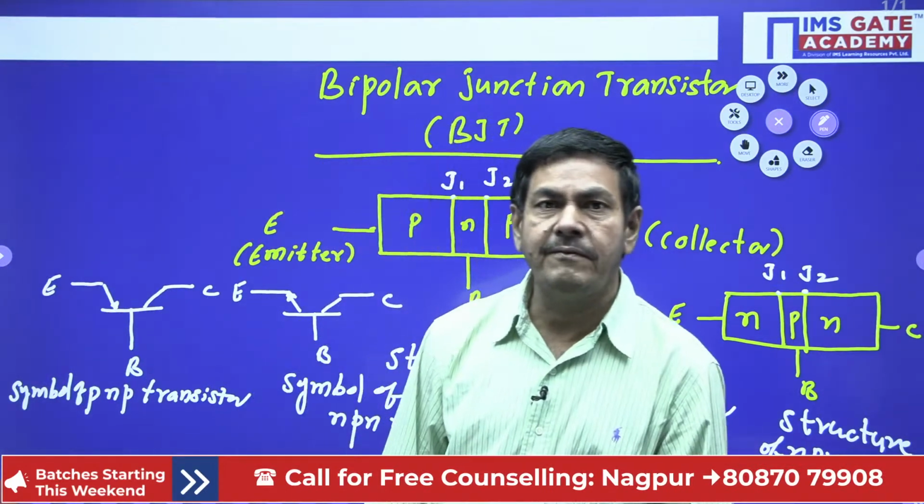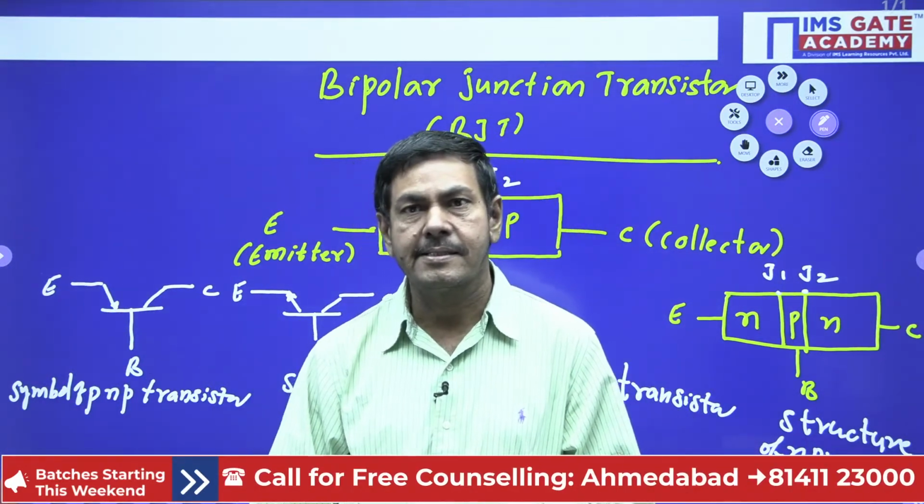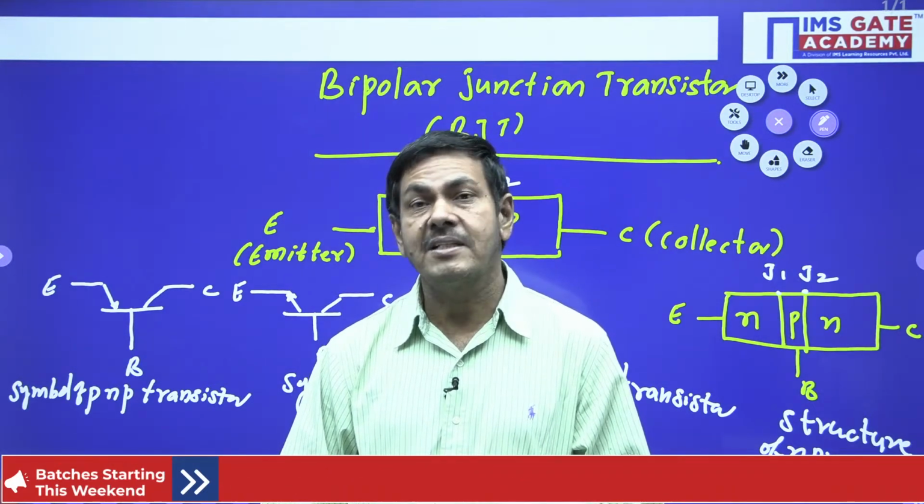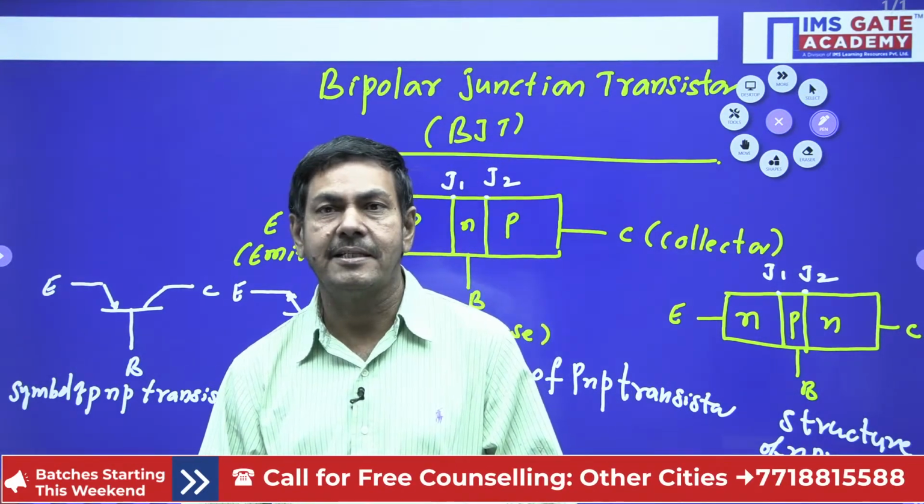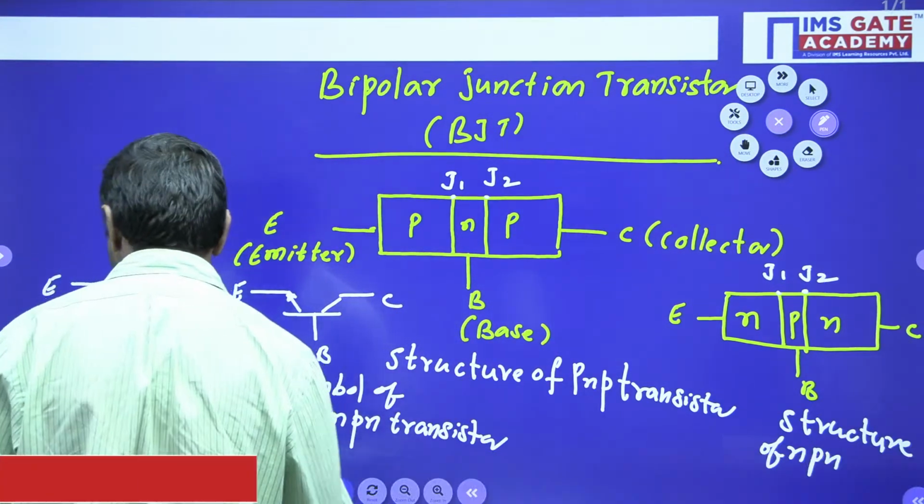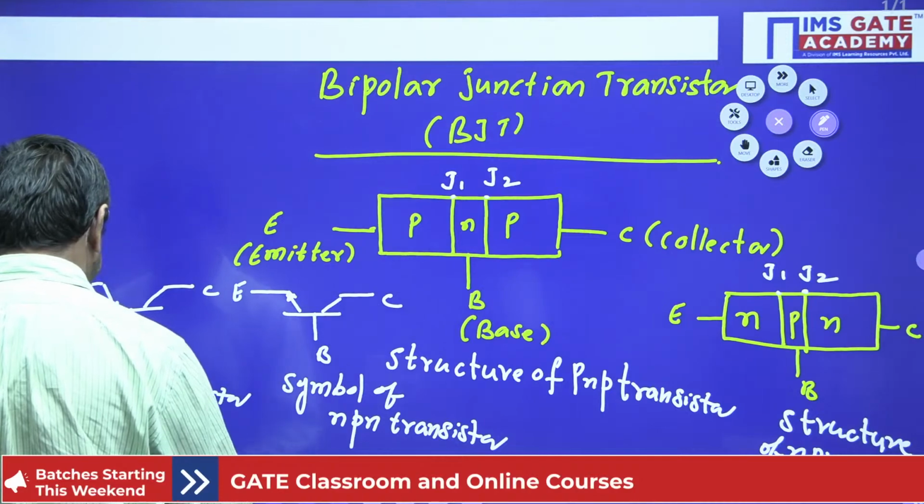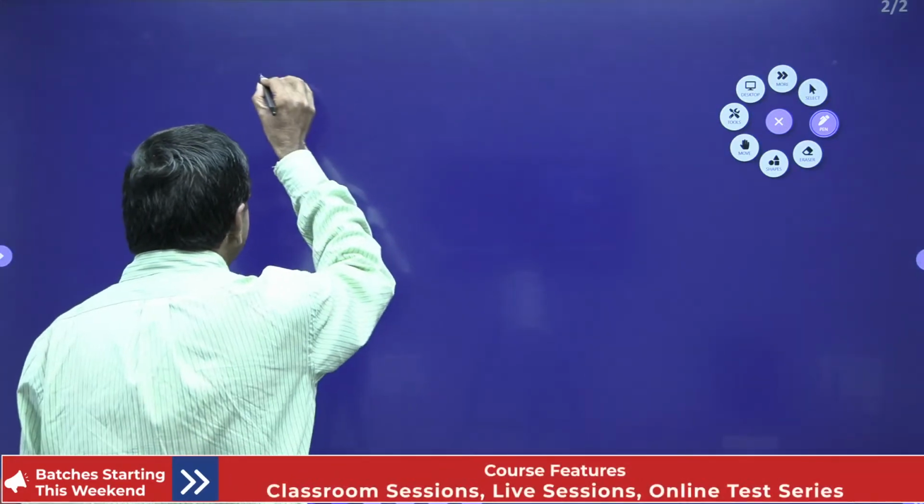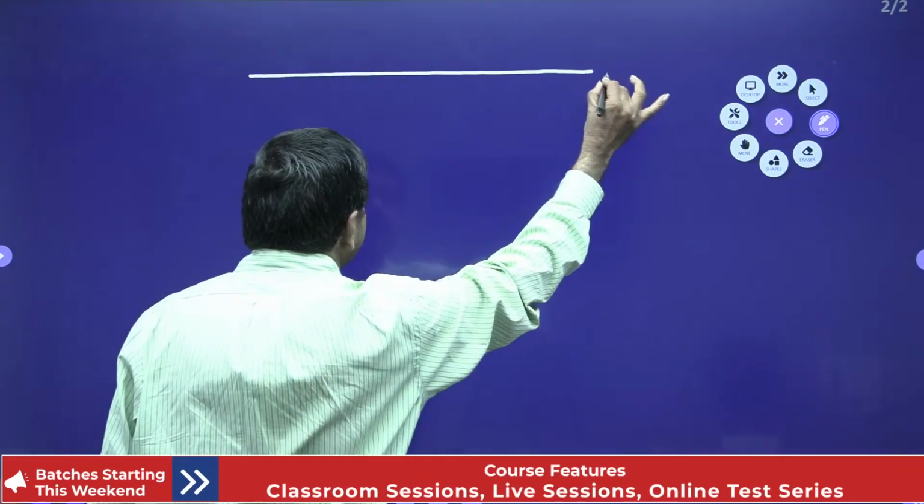But what about the width of the regions? What about the concentration of the charge carriers in the NPN or PNP transistor? I will give that one by one here now. Suppose I selected, next one, a transistor structure like this.